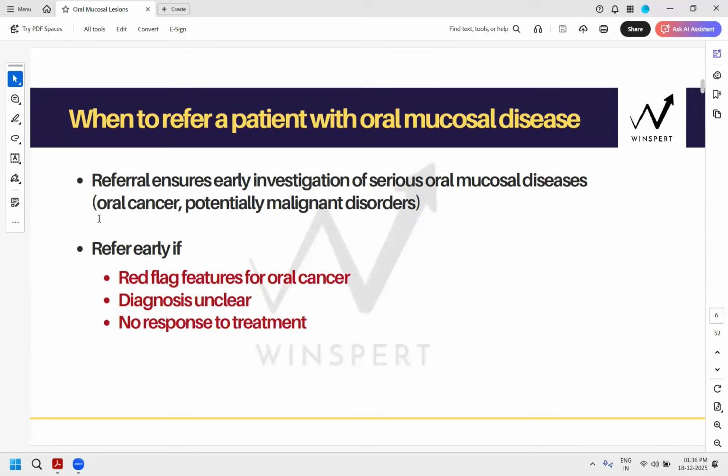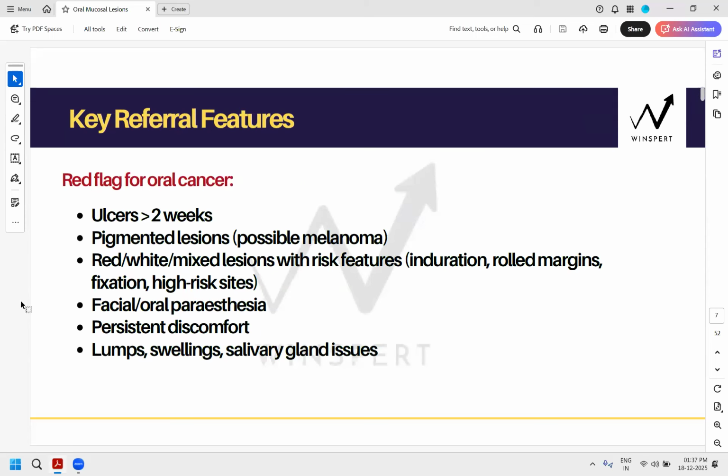So red flag features, number 1 is duration, right? An ulcer lasting more than 2 weeks is your red flag. Any pigment that is present which can be indicating melanoma. So pigmented lesions. A pigmented lesion is also a red flag.